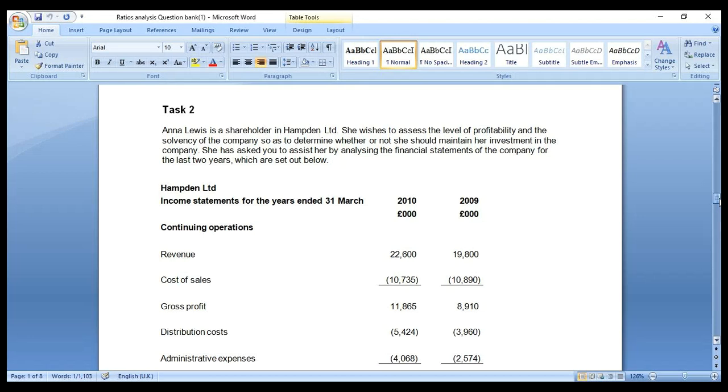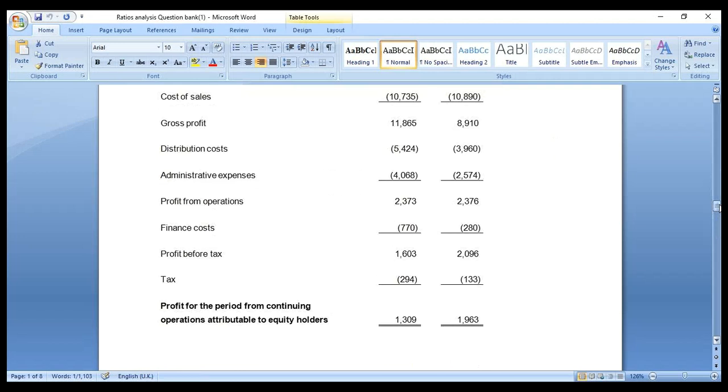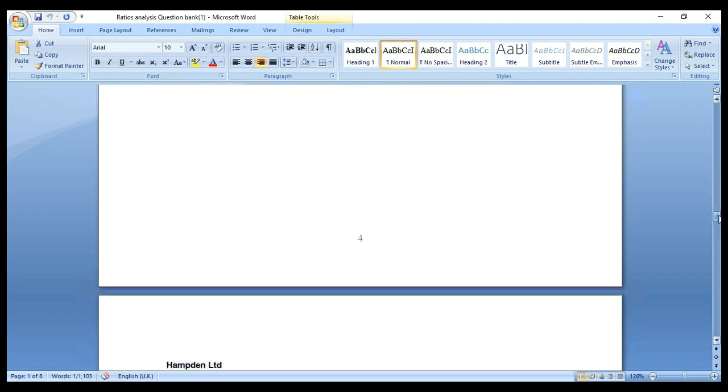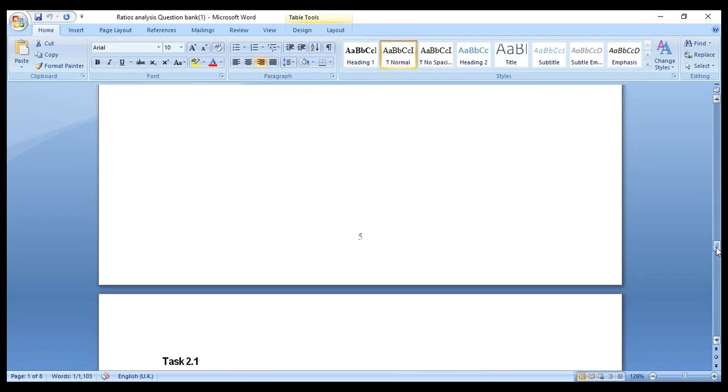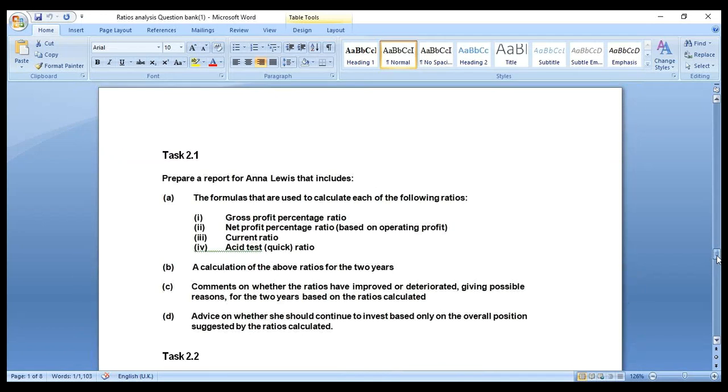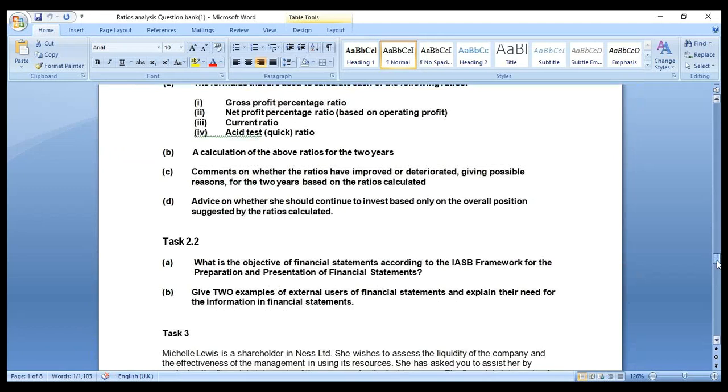Then we have Hamden Limited, and we have been given 2 years of financial statements. We've been given the revenue. Now we are comparing 2 years for one company. And of course we've been asked to prepare and calculate these ratios, and we can comment and make decisions, along with standards as well. That's all been calculated in the sheet.